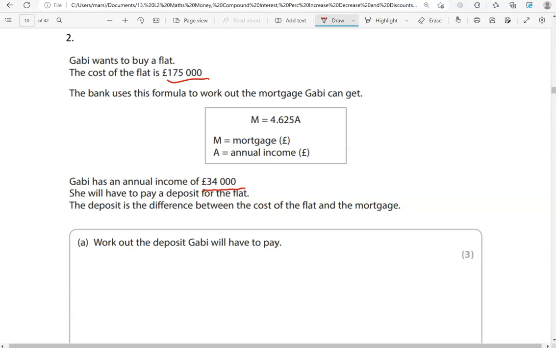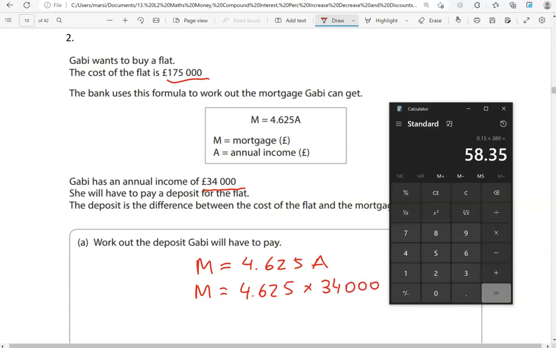So we've got the formula. M is equal to 4.625 times A. So M is equal to 4.625 times A, which is the annual income, and that is 34,000. So using a calculator, we'll do 4.625 times 34,000, which is 157,250.